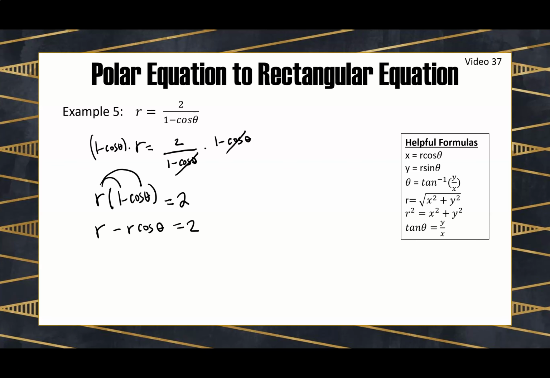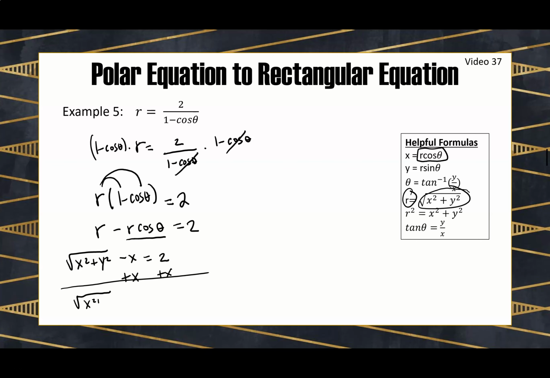Now let's go ahead and substitute. What is r equal to? It's the square root of x squared plus y squared. And then what's r cosine theta? It's x. So I'm just going to have minus x equals 2. The next thing I like to do is add x to both sides. So this is going to give me square root of x squared plus y squared equals, that's gone, x plus 2 or 2 plus x. I kind of like x plus 2 better.